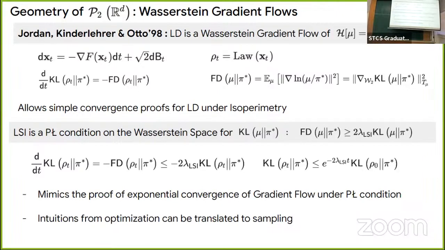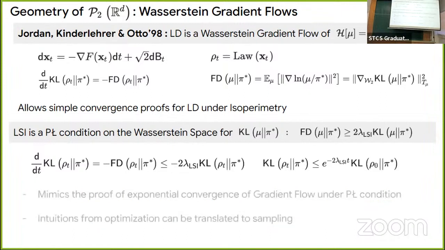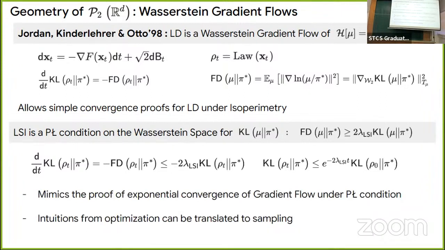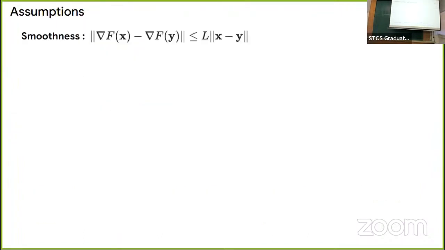Oh yeah, exactly. This was required for SGLD, but here you don't need to go through the heavy hammer of the Wasserstein gradient. So this mimics the proof of gradient flow under the PL condition, and intuitions from optimization can be translated to sampling. Okay, so let's look at some assumptions.